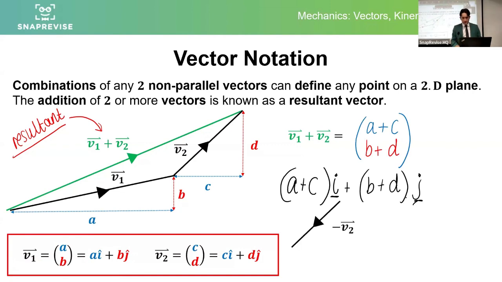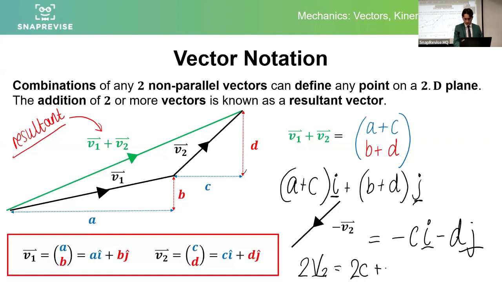Other little facts, if you had the negative of the V vector, then you would just change the components round. So C plus D would become minus C minus D. Okay, and likewise, if you scaled it, you would get like 2C plus 2D. Okay, so hopefully that's all clear.